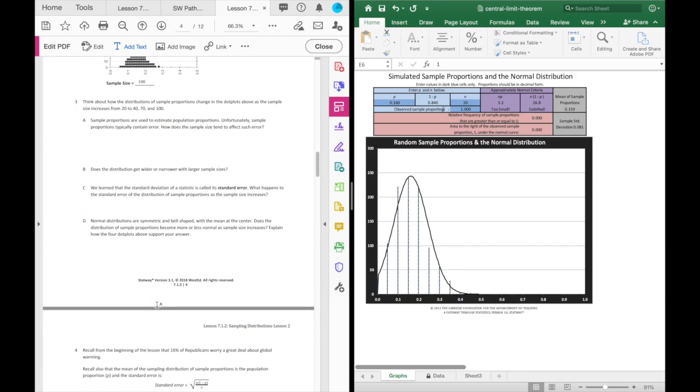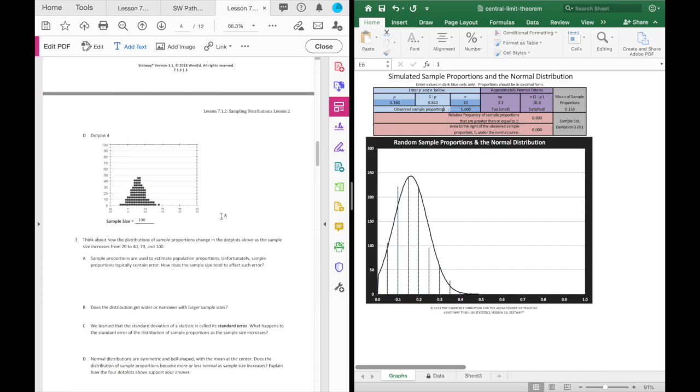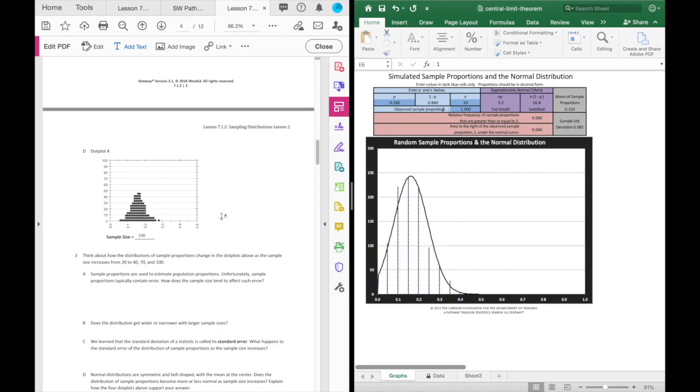It says, think about how the distributions of sample proportions change in the dot plots above as the sample size increases from 20 to 40, 70, and 100. Okay? Sample proportions are used to estimate population proportions. Unfortunately, sample proportions typically contain error. How does the sample size tend to affect such error? Well, it seems like as we increase the sample size, the error decreases, doesn't it? Because each dot gets closer and closer to the mean, right? The mean doesn't change. What's changing is how far away the dots are from it on average.